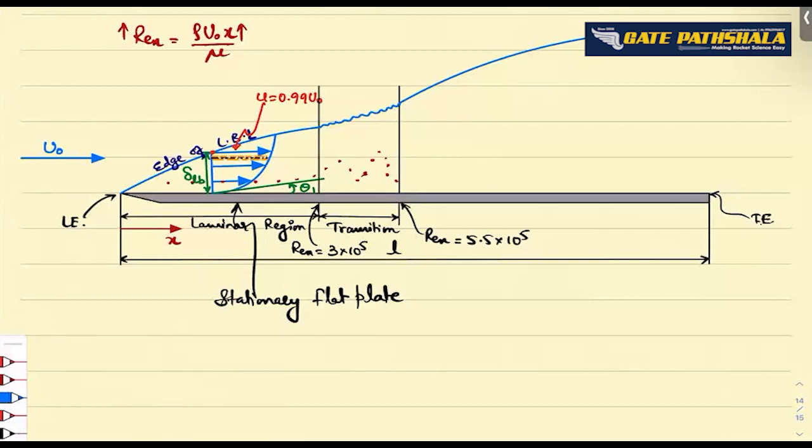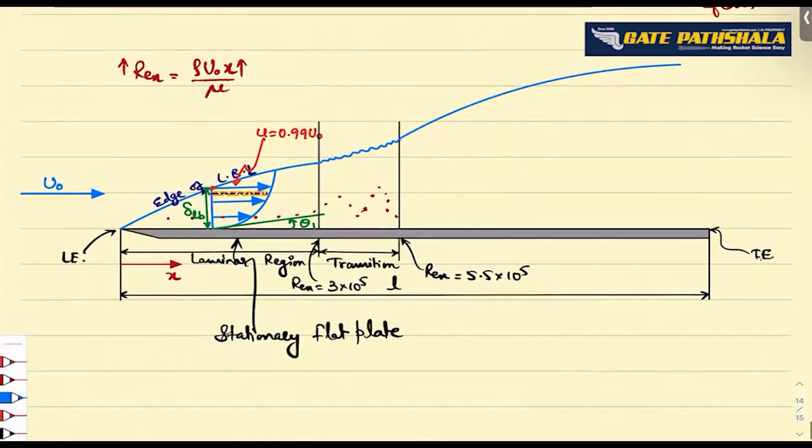Then the flow after this transition zone is over becomes completely turbulent. So this region in which the flow becomes completely irregular is called the turbulent boundary layer. So this is the edge of the turbulent boundary layer. Yes, sir. Now you draw one line perpendicular to the surface.